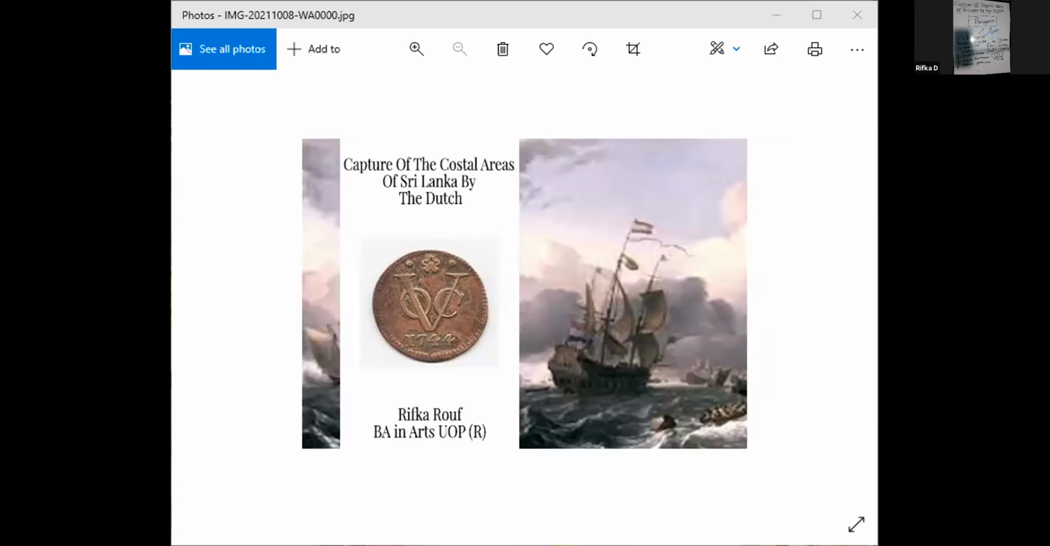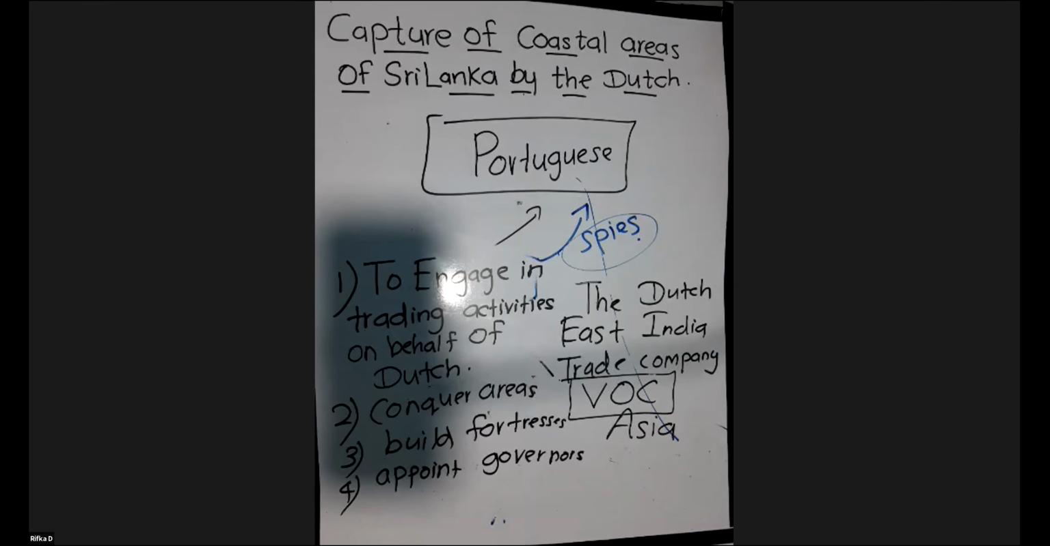Okay, this is their logo. So this is all about how they conquer the areas. Conquer means, children, capturing the areas. Conquering the areas means that when they come to Asia, they are going to capture Sri Lanka or India or many other countries. So that we say as conquering the areas. Up to this, are you clear, my dear children? Yes, good.